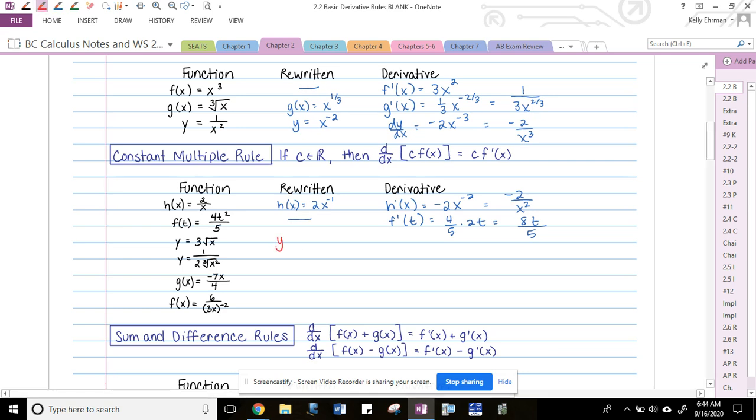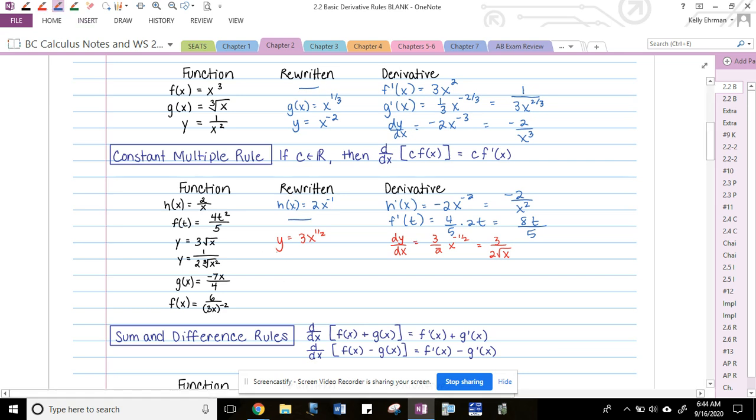I'm going to rewrite my next function, 3x to the 1/2. Let's write dy dx. Could you say y prime of x? Sure. Or just y prime, that would be fine too. 3 times 1/2 will be 3/2. X to the 1/2 minus 1 is negative 1/2. So that's 3 over 2 square root of x, or x to the 1/2 down there.